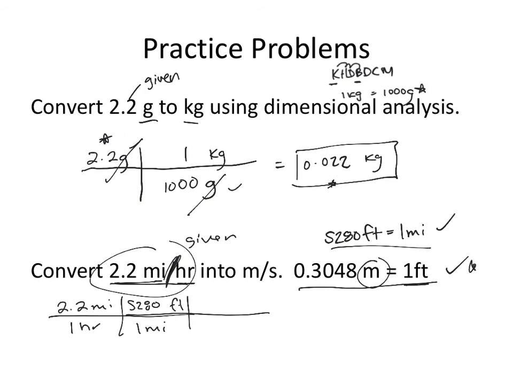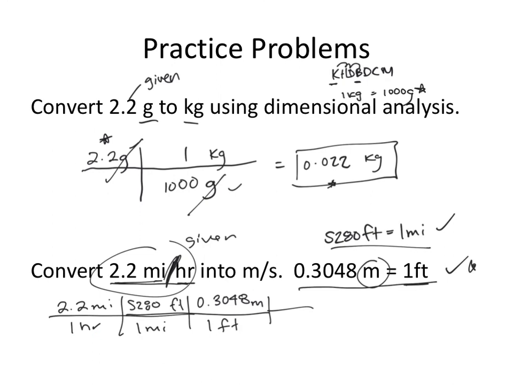So now we're going to use this conversion factor to get out of feet. We're trying to get rid of feet, we're trying to get into meters. At this point, if we were to stop this calculation, miles and miles would cancel, feet and feet would cancel, and we would be in meters per hour. But we don't want to be in meters per hour. We want to be in meters per second. So now we need to start working on the bottom portion of this calculation.